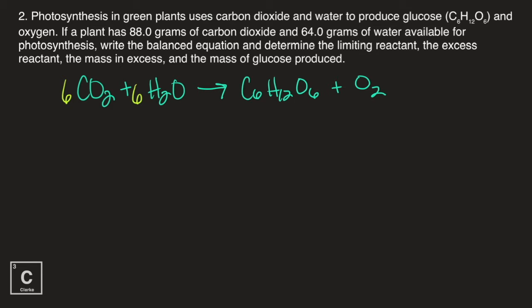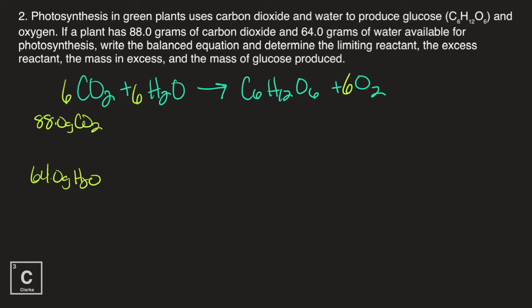Now let's count up oxygens. Let's see, I've got 12 here. Got 6, that's 18, but there is 6 here. I don't want to put a number in front of glucose if I don't have to. So if I use 6 of them here, I really only have 12 left I need to account for. So I'm going to put a 6 here. We've got 2 givens. We've got 88 grams of carbon dioxide, and we've got 64 grams of water.